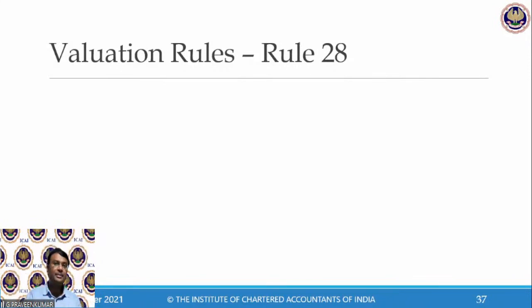So when there is a related party transaction, my Rule 28 comes into picture. Why? Transaction value is not the only value. Transaction value is not the value acceptable as per Section 15. Now, moving further.